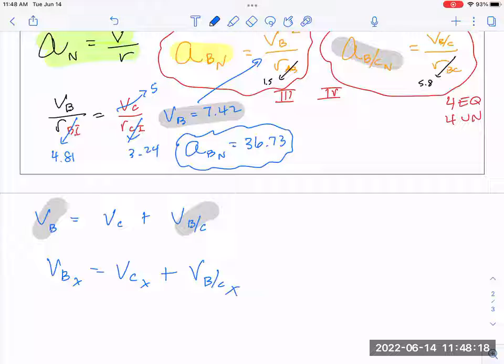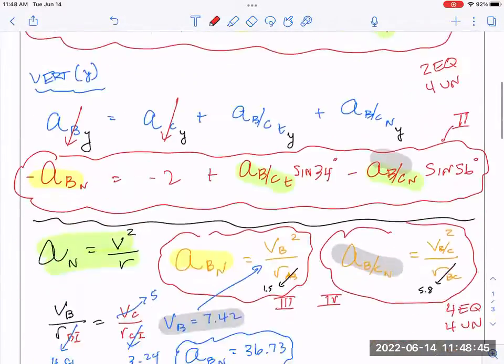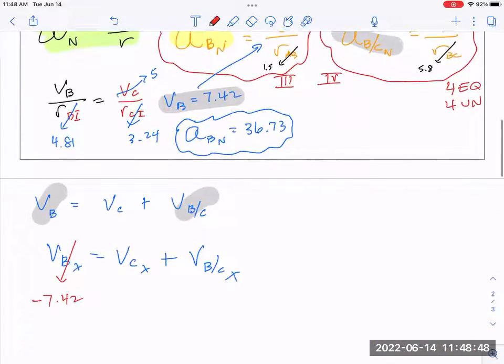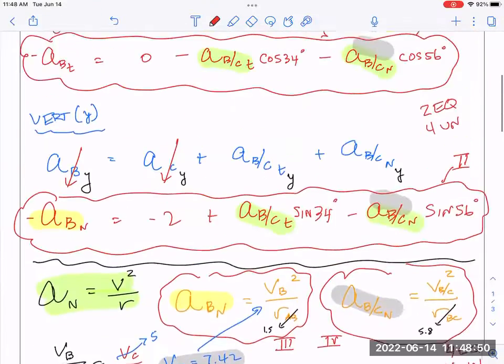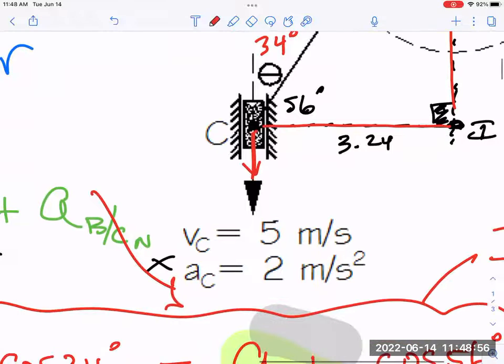I just got done figuring out the velocity of B in the X direction. It was 7.42. Now, is it negative? Do I need to think about that? I'm sort of thinking out loud with you here. It is aiming left, and so I'm thinking, maybe it's negative then. What's the velocity of C in the X direction? Nothing.